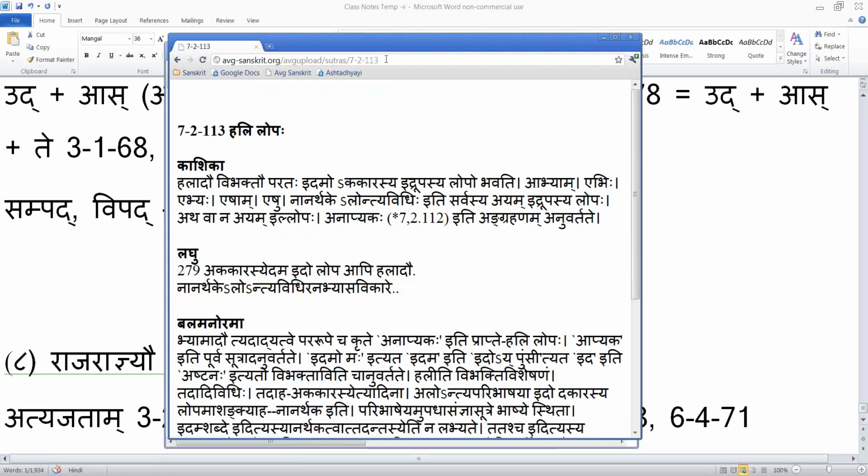Let's see, abhyam ebha eshu, okay. He's not giving an example here, he's only given halilopaha, abhyam ebha. Halado vibhaktau prataha, idamaha akarasya idrupasya lopo bhavati. So it should be fine. Halilopaha.